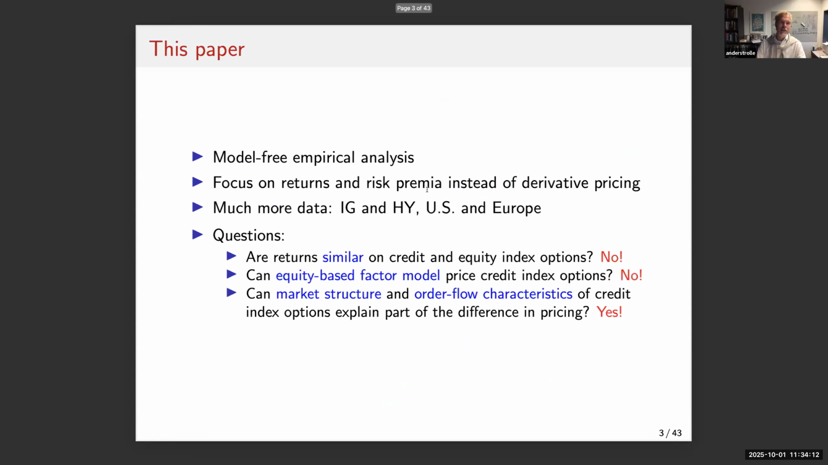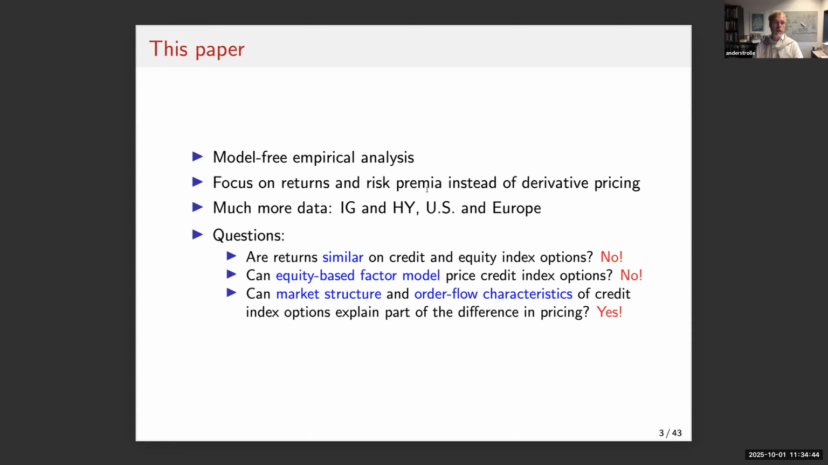So we are taking another look at the issue in this paper, but we're doing it in a very different way. So first of all, we're not going to look at it through a structural model, but rather do a model-free empirical analysis. We're going to focus on returns and risk premia as opposed to pricing the derivatives through a model. And we're going to use much more data. So we're going to use both investment grade and high yield indices. And we're going to look both at the US and in Europe.